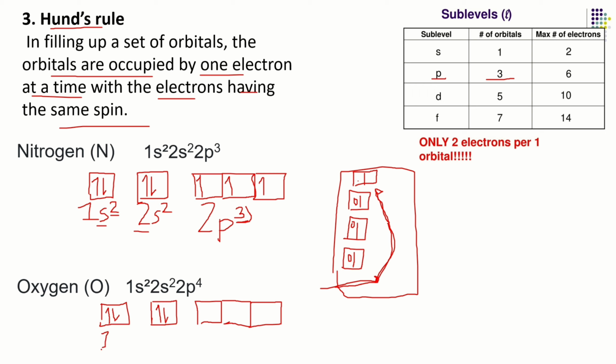Sulat ko na dito yung electron configuration. So 1s2, 2s2, then 2p4. Kailangan meron tayong 4 arrows dito sa box o dito sa orbital. Okay. Now, in Hund's rule, 1 electron at a time muna tayo, with the same spin. So, spin up. Huwag muna kayo mag-spin down. Punuin nyo muna yung box. Spread out the arrows.